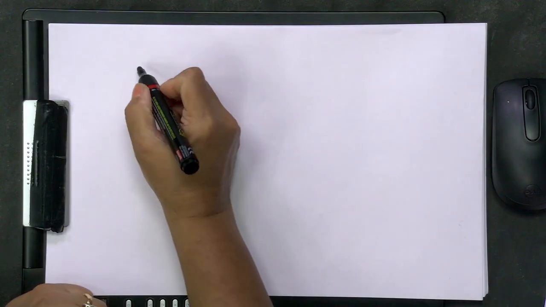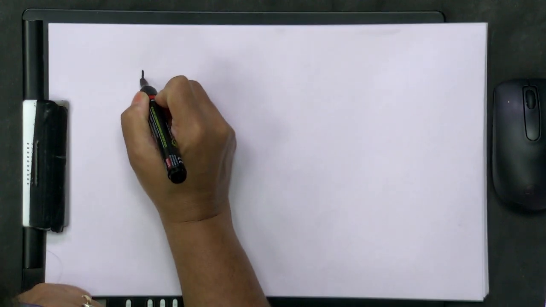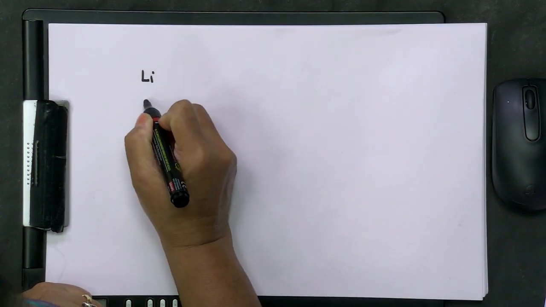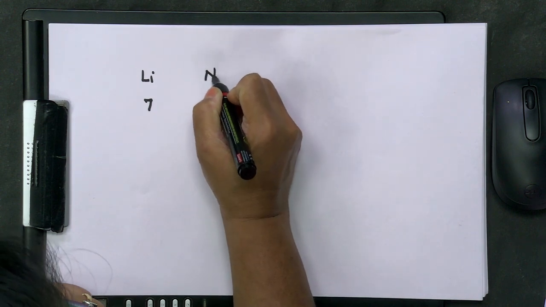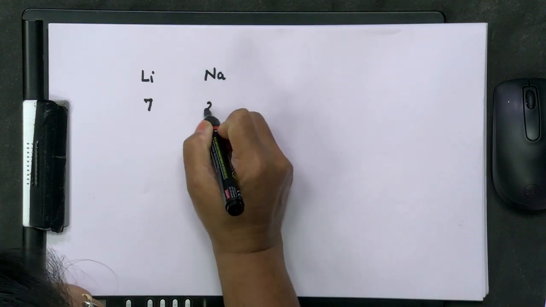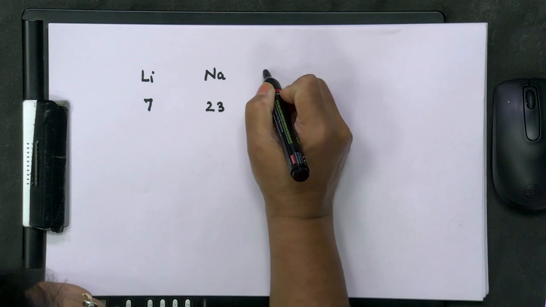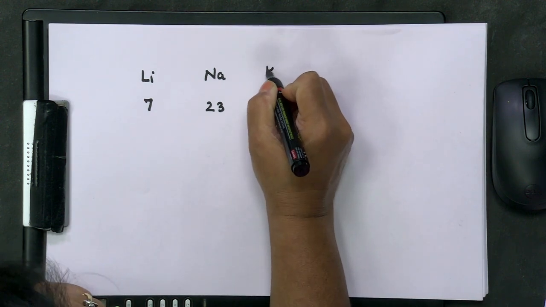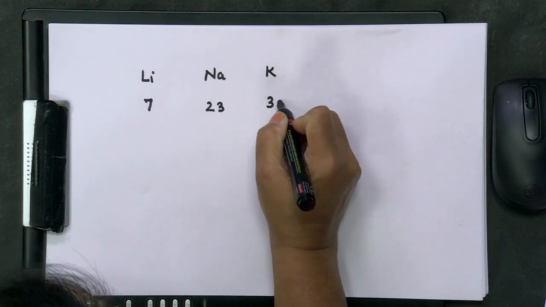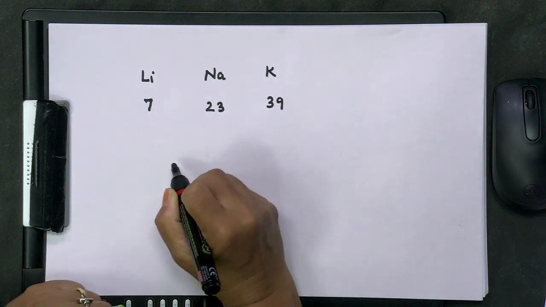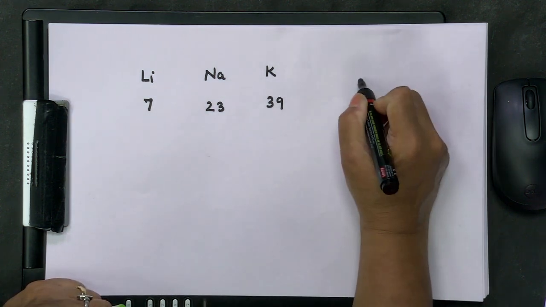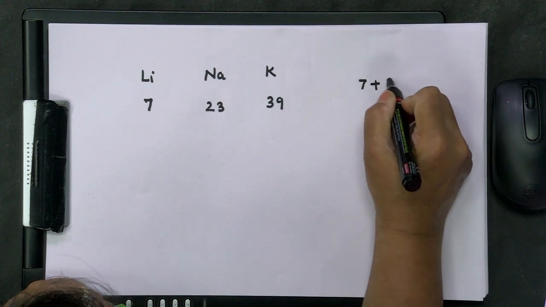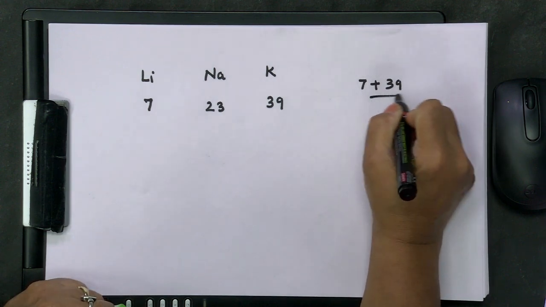As you can see, the three similar elements are lithium, atomic mass 7, sodium, atomic mass 23, and potassium, atomic mass 39. So according to Dobereiner's triad, if we take the average mass of the first and third element, that is 7 plus 39 divided by 2.